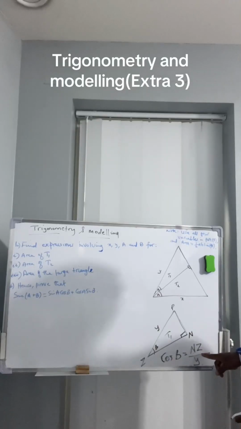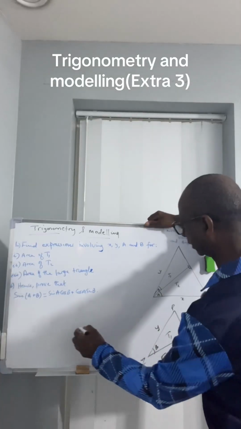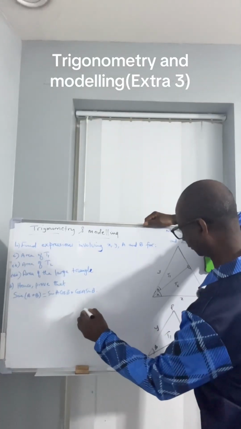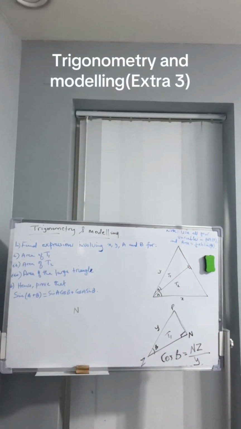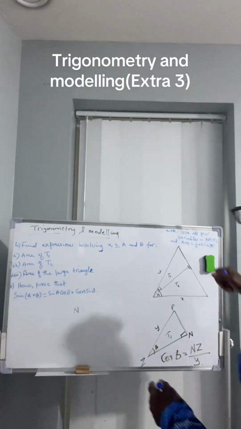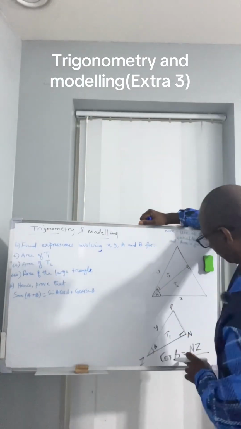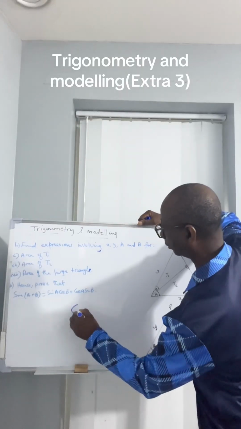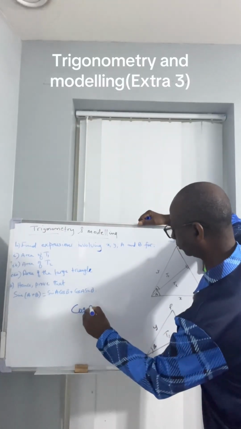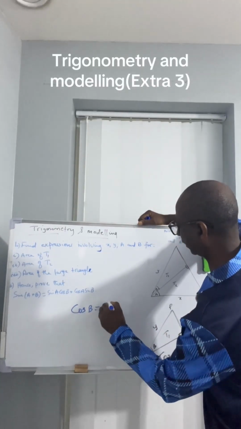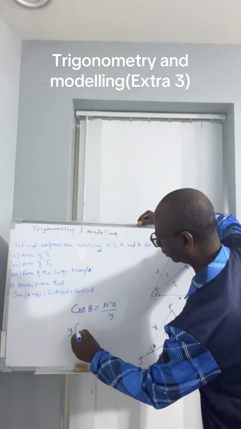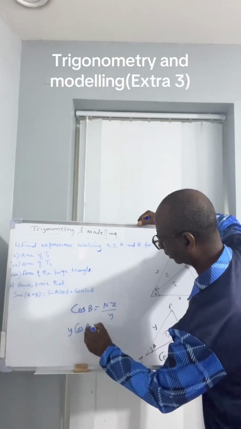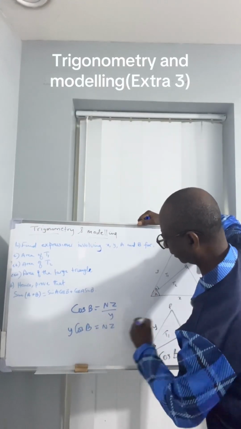So therefore, NZ, so now we come here. Sorry for my markers, they get dried up quickly. I'm using a different color. So we take it from here. We now have cos of B is equal to NZ all over Y. So Y cosine of B is NZ.